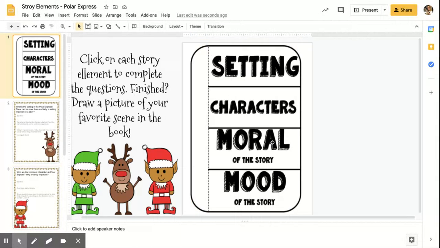So these are the two that I felt like we should know. We know what setting is, we know what characters are, but what I want to spend a little bit of time with is moral of the story and then mood of the story. Okay, so moral of a story. This is a lesson, kiddos.